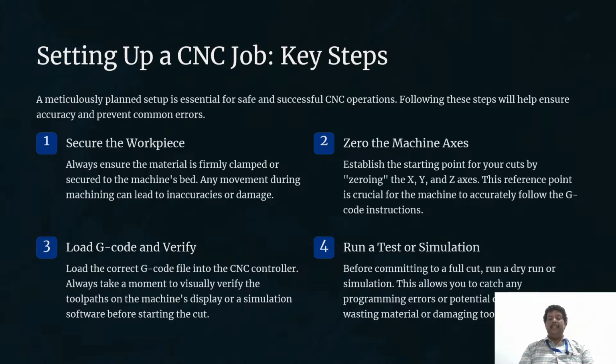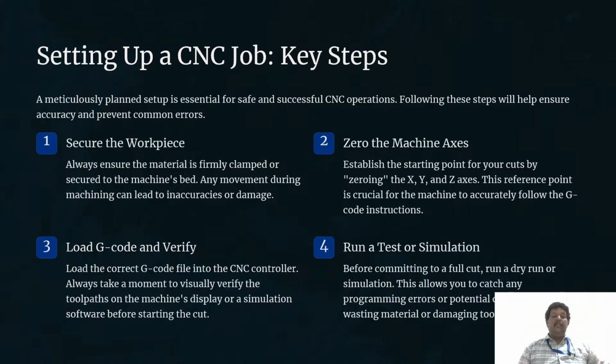the work may get rejected. Now, second thing, the starting point of the cuts has to be given. We have to zero all the X, Y and Z axes. This reference point is crucial for the machine to accurately follow the G code instructions, because we will be telling G01, go to X this value, Y this value. If you don't set a proper zero, this dimension, this reference will be wrong and it won't be proper.